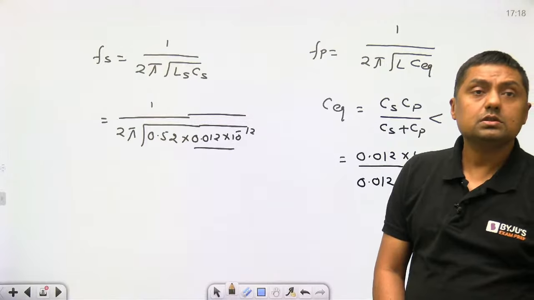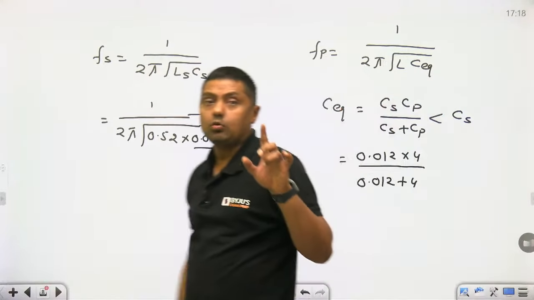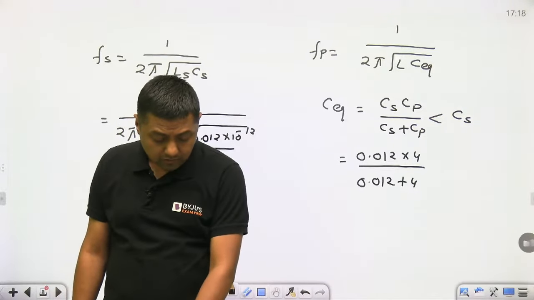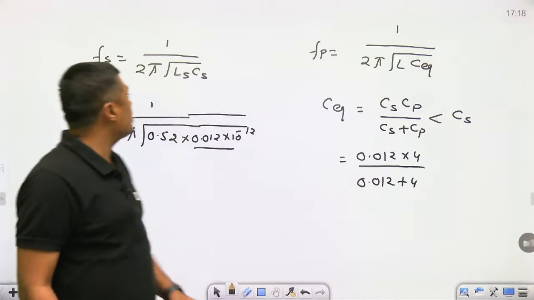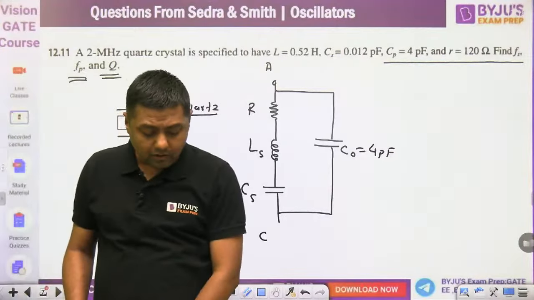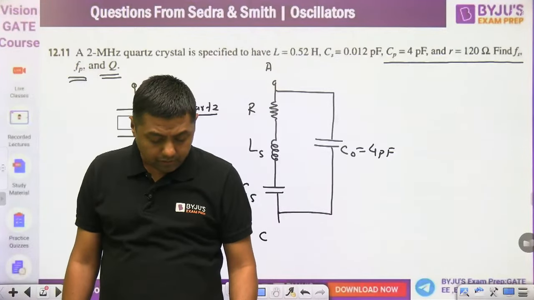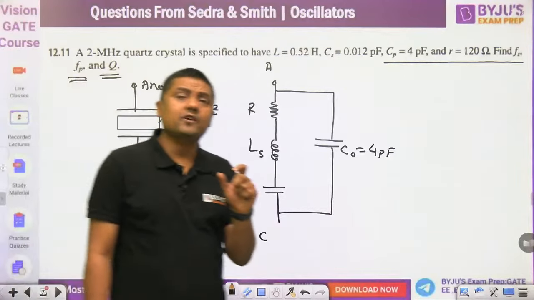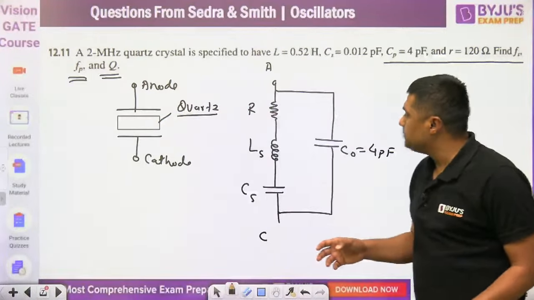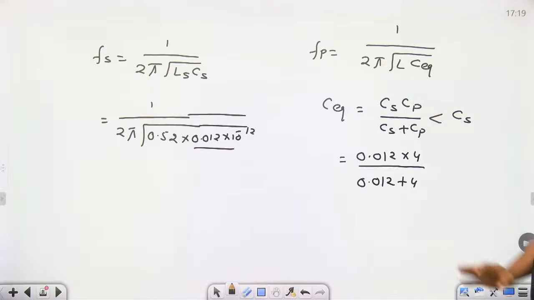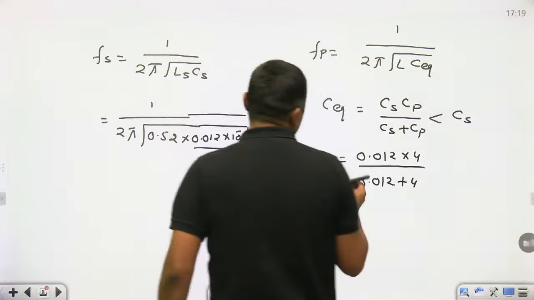Yes, there are two resonant frequencies. One is called the series resonance frequency, and the other is called the parallel resonance frequency. So what is the answer? Please everyone tell me. This is question number 12.11. Now tell me what is the answer quickly. There is not a huge difference, guys. Why? Because when we find the parallel combination, it is nearly equal to 0.012, but less than CS, and that's why FP is greater than FS. The basic concept is FP is greater than FS.